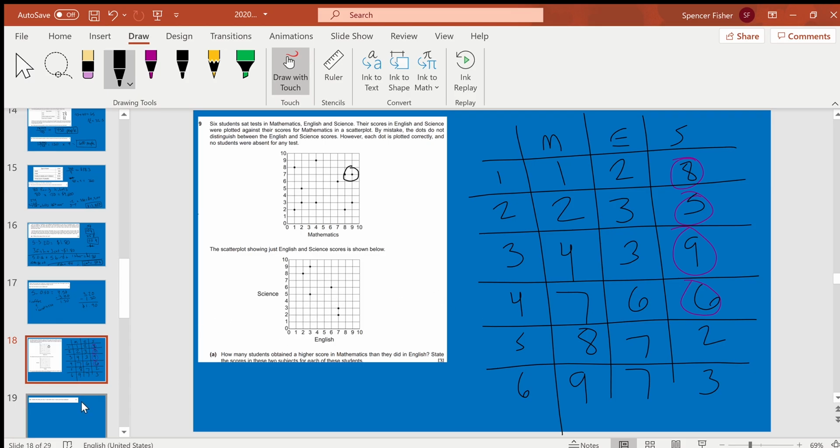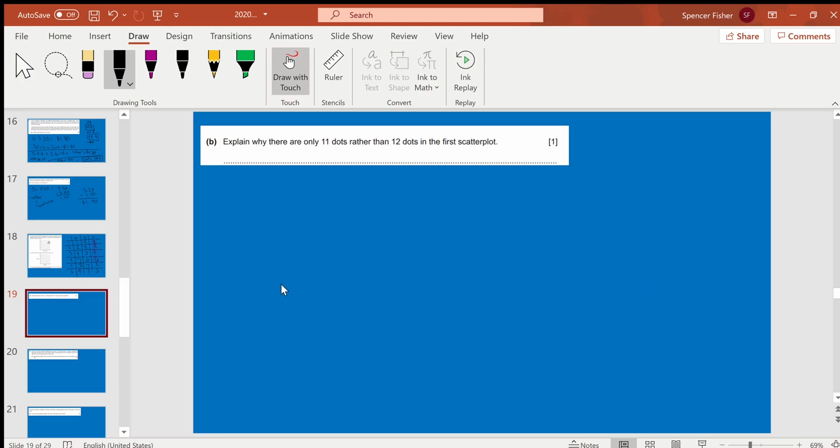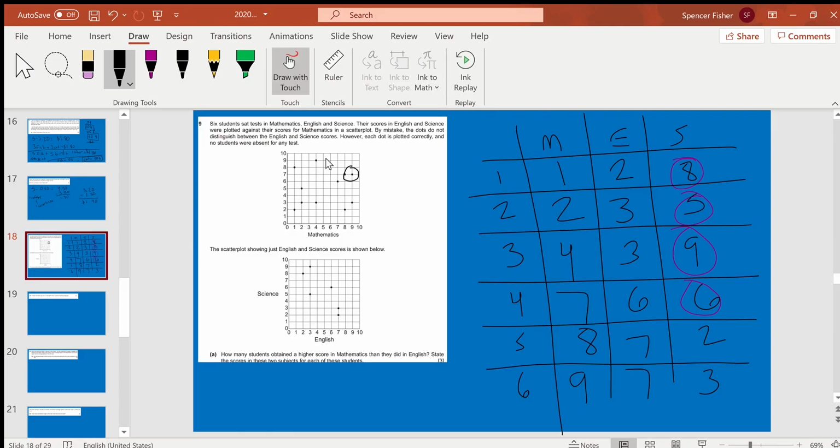I am going to move on to part B here because it's pretty simple. Explain why there are 11 dots rather than 12 in the first scatter plot. Because remember, there's supposed to be 12 here because there were 6 students that took the test. Each of them is going to have an English and science dot in relation to the math scores.